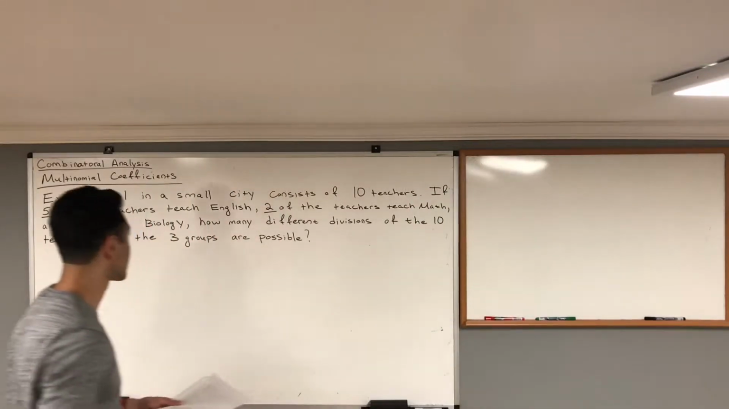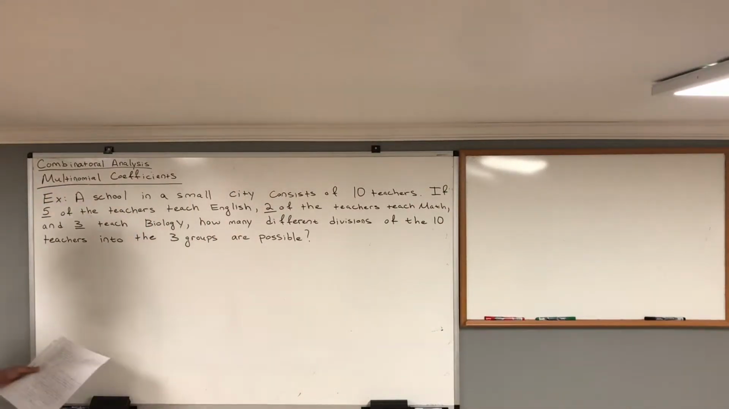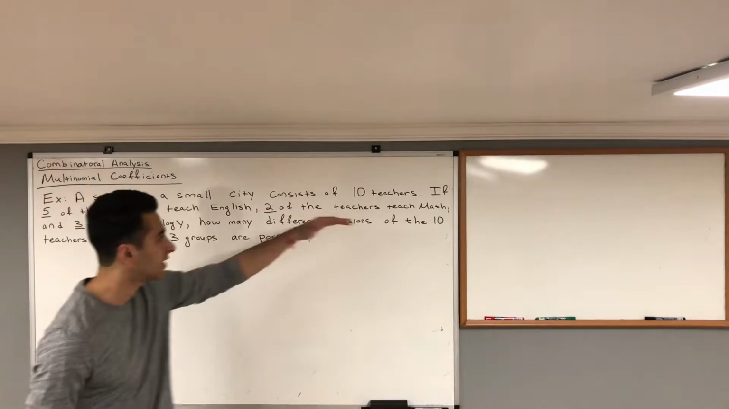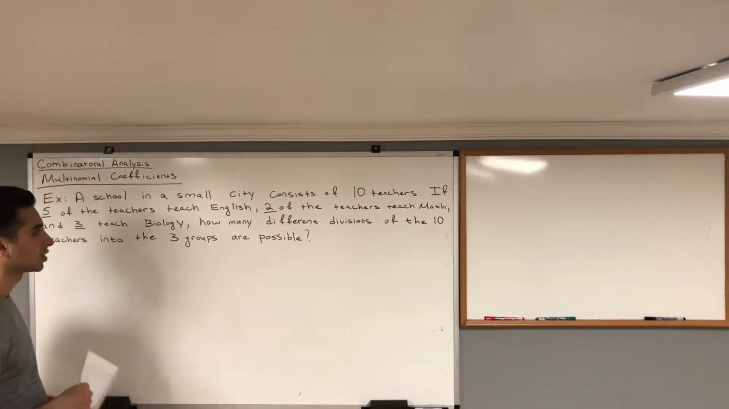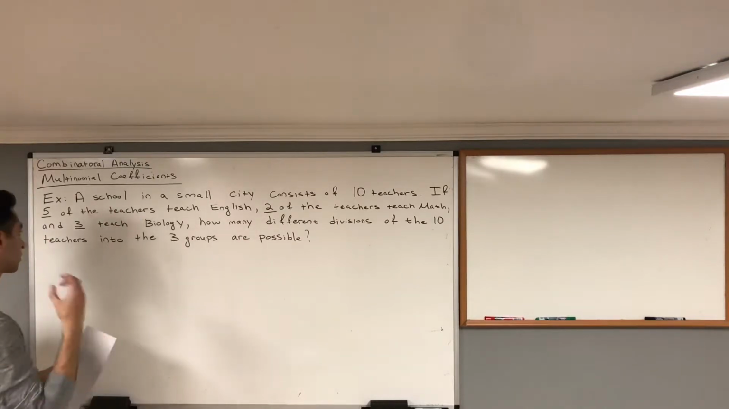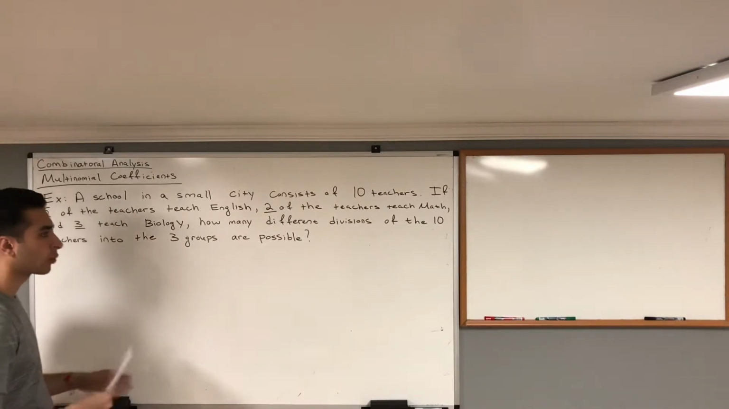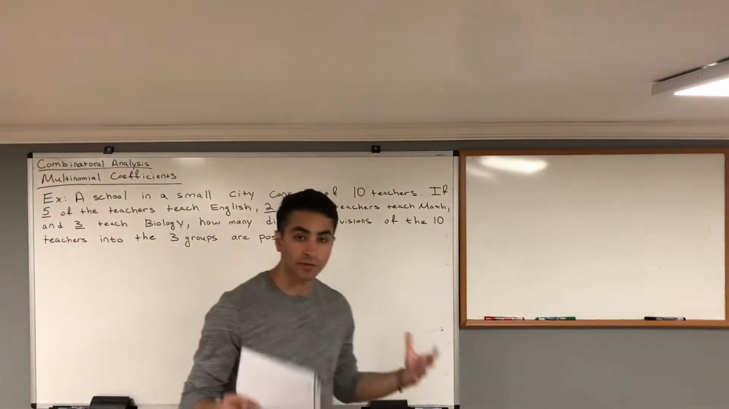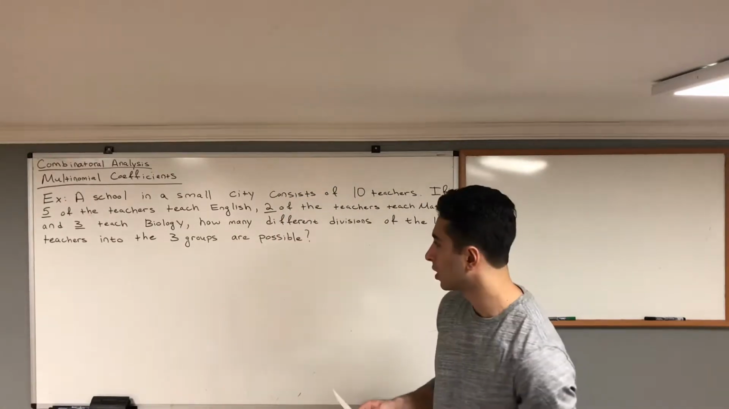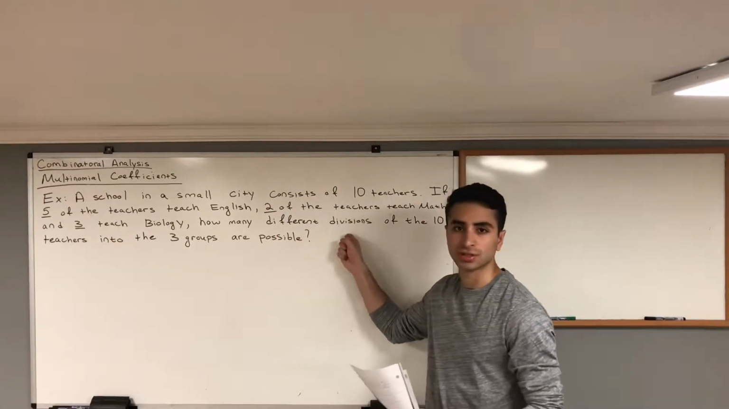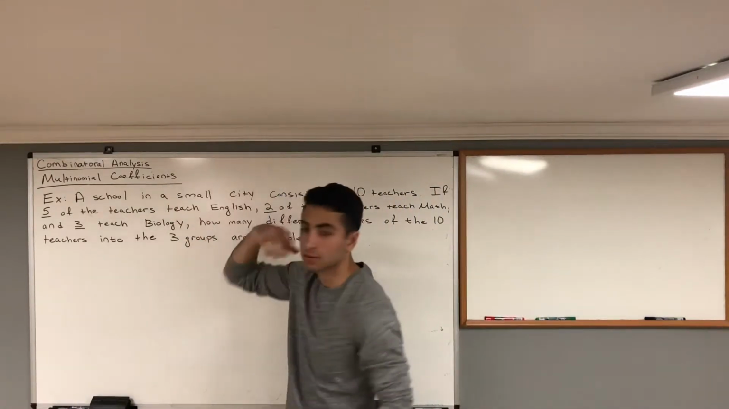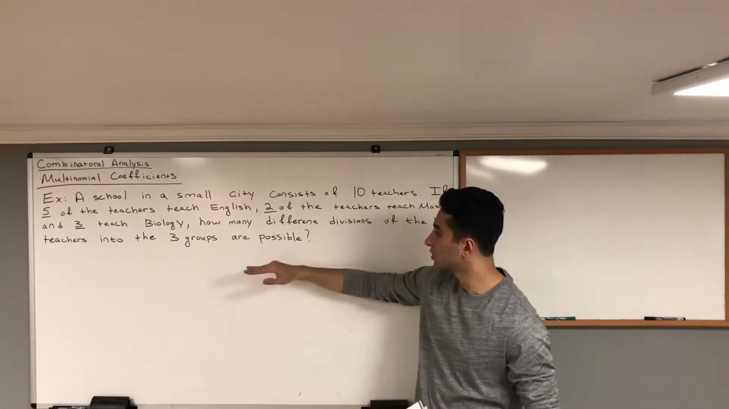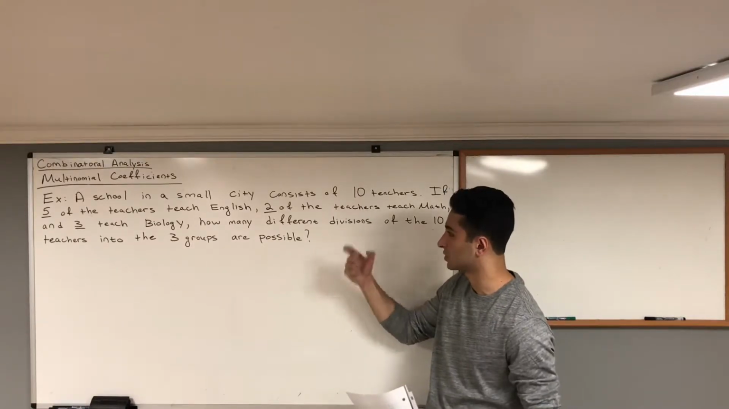Okay, so here's our example. A school in a small city consists of 10 teachers. If 5 of the teachers teach English, 2 of them teach math, and 3 teach biology, we want to know how many different divisions of those 10 teachers are possible. When you hear divisions, always think of multinomial coefficients. Everything we just did in theory, think of multinomial coefficients when you hear divisions.